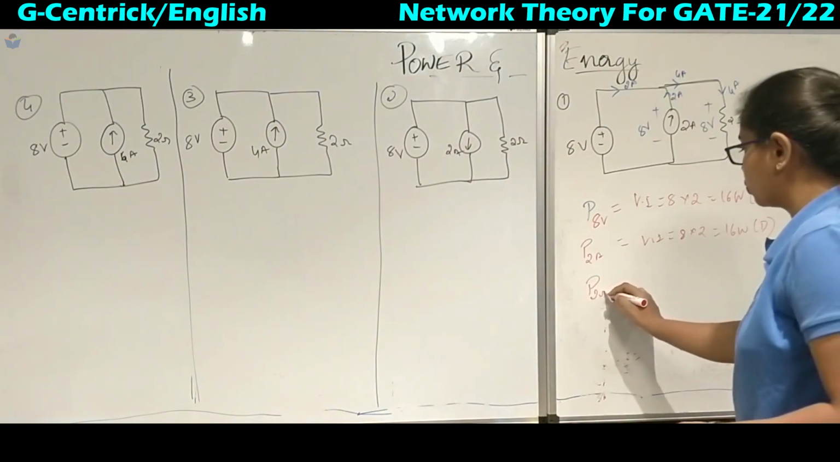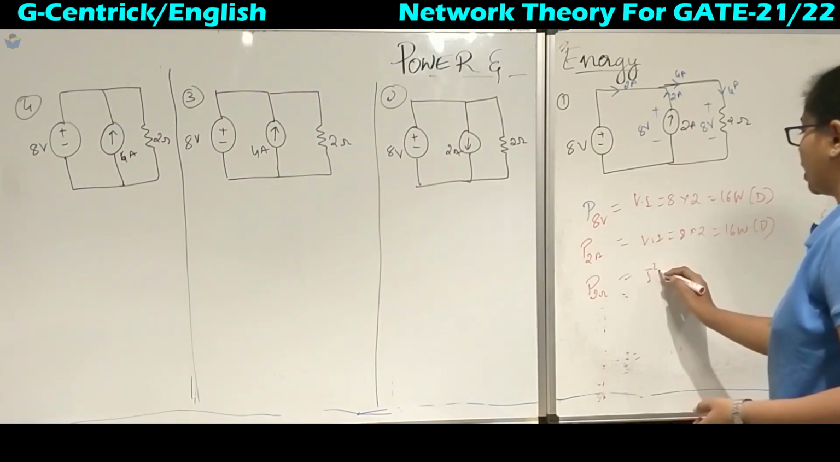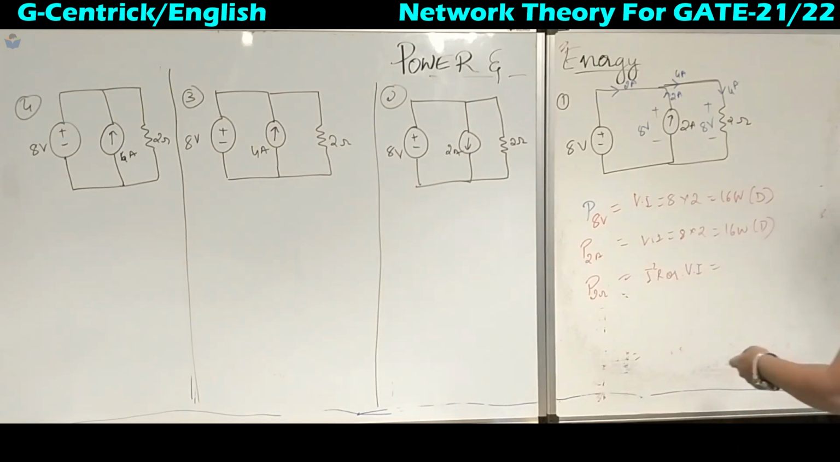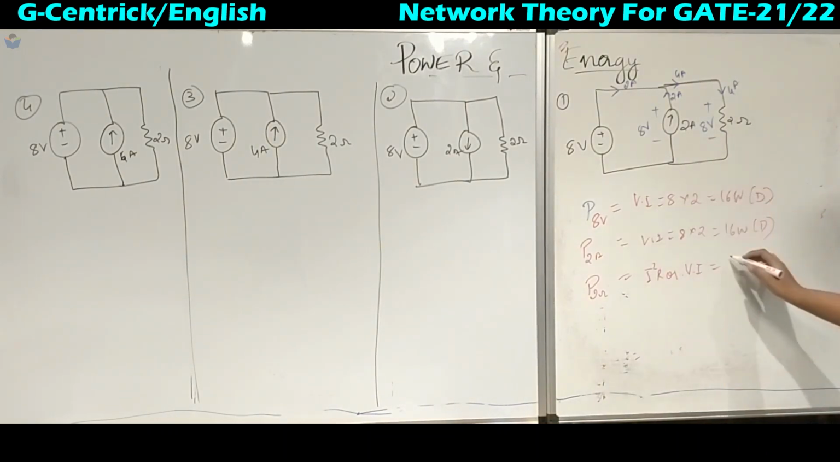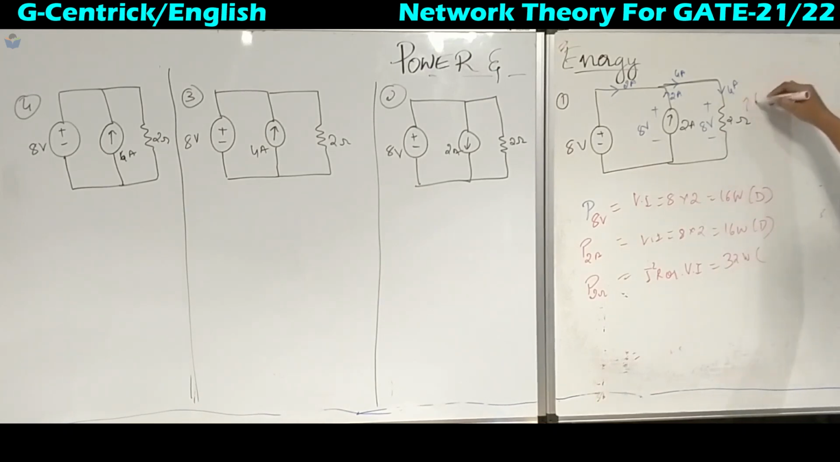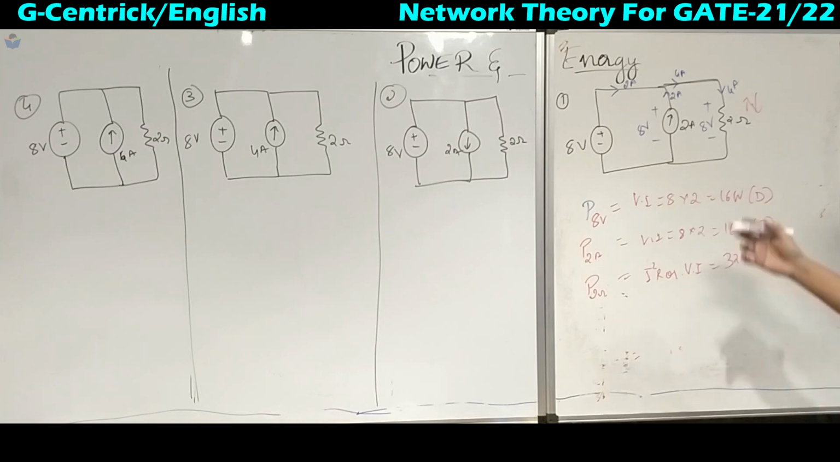Next, power across the 2 ohm resistor, it is I square R, or again V into I because we have voltage and current. So I square, 16 into 2, that is 32 watts. The direction of the voltage is upwards and the current direction is opposite. So the power is consumed.